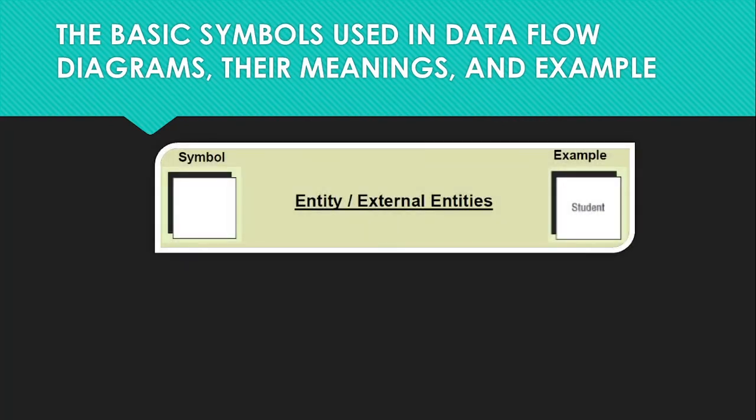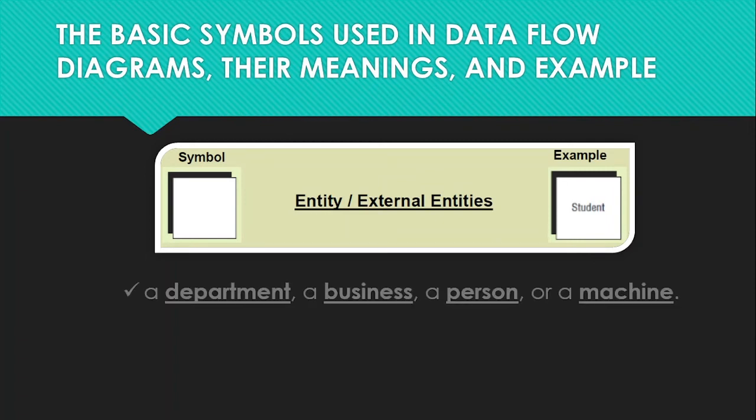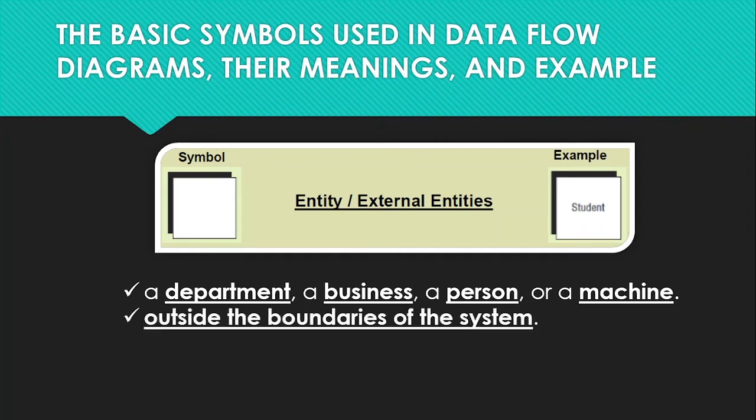First, the external entity or entity symbol. It represents another department, a business, a person, or a machine, a system, but it is frequently used for a person. It is a source or destination of data outside the boundaries of the system. An entity should be named with a noun. And again, observe the shadowed square with the name inside.